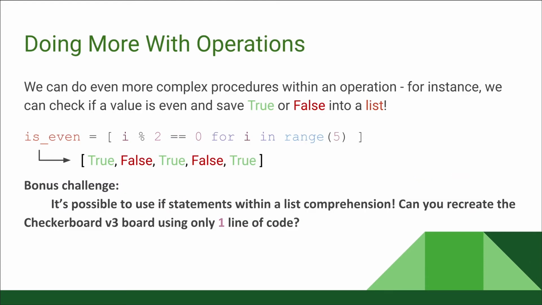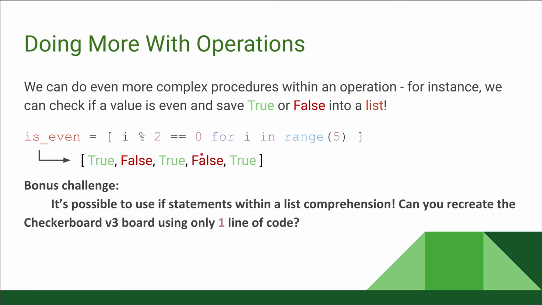Now we're allowed to even do more complex things with an operation. We can check if a value is true or false. We can do a Boolean comparison and save true or false into a list. So we can make our list is_even, and it's going to equal a list comprehension: i mod 2 is equal to 0. We're going to check, does the current value of i divide evenly by 2?